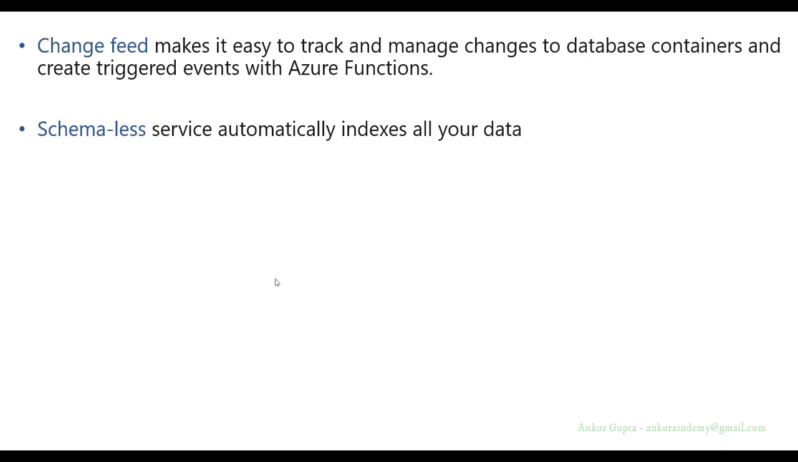Cosmos DB also has a change feed feature. So if you enable the change feed feature, you can trigger your Azure functions based on any change in your Cosmos DB collection items. So let's say if you insert a new item or change an item in a collection, you can have a change feed which will trigger the Azure function and send the changed item to the function so that you can process it.